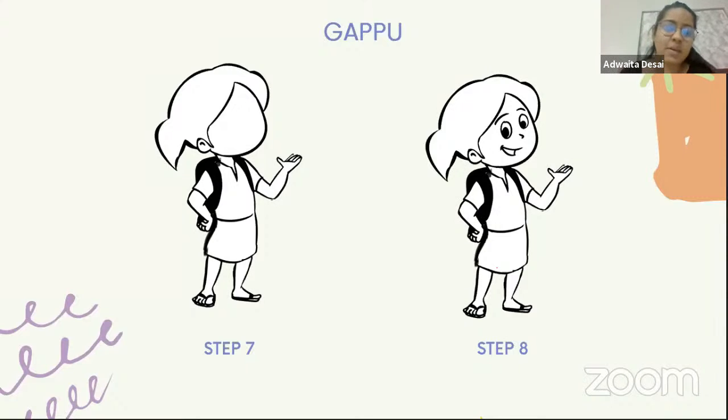Let's go for step number 8. First, we will draw the eyebrows, then we will draw the eyes, then the nose, then the mouth. From up, we have to come down. Eyebrows, eyes, nose, mouth.